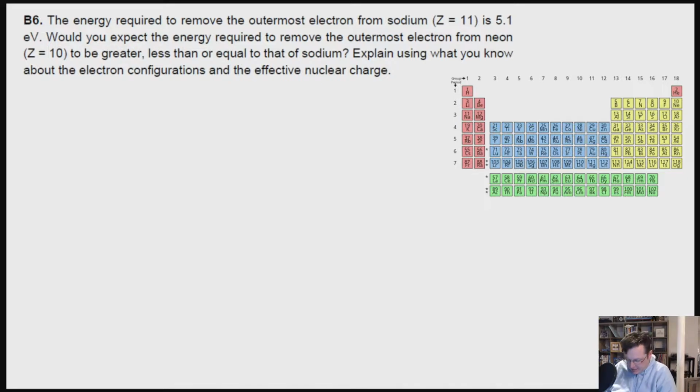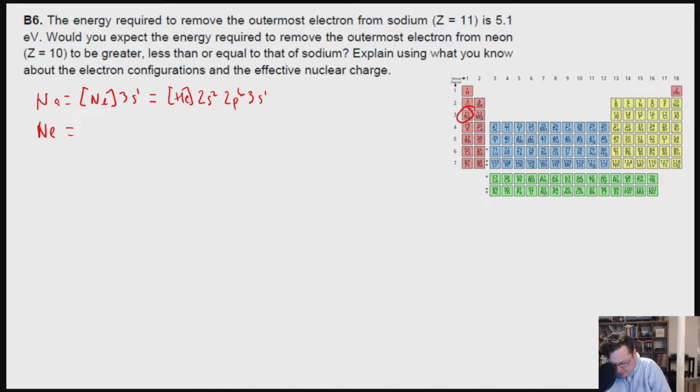Right, so if we look at the periodic table, sodium is right here. The electronic configuration for sodium is neon 3s1. Or if we were to write it out so that we can directly compare the two of them, it's helium 2s2, 2p6, 3s1. And in the case of neon, it's helium 2s2, 2p6 in that scenario.